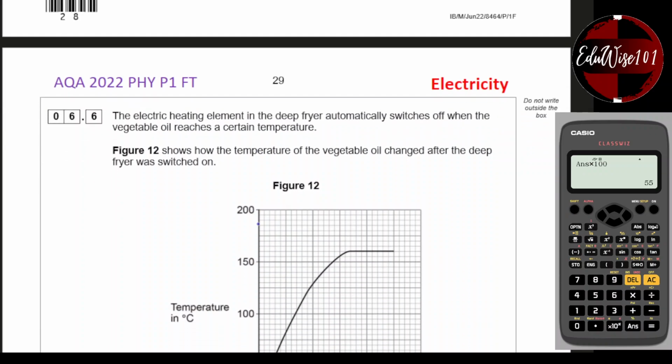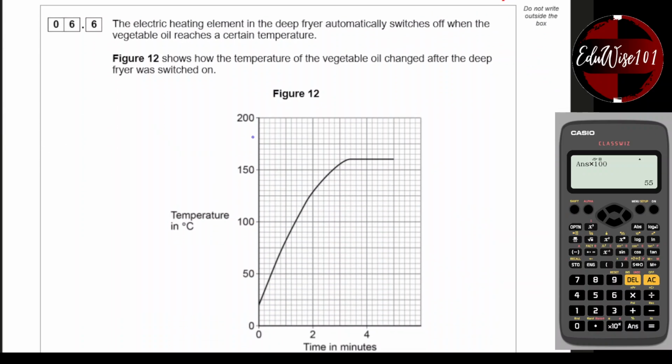Question 6.6. The electric heating element in the deep fryer automatically switches off when the vegetable oil reaches a certain temperature. Figure 12 shows how the temperature of the vegetable oil changed after the deep fryer was switched on. So when it was switched on at 0, the temperature started, right? So that's 50 for 10 boxes again. So for one box, if I divide 50 by 10, that will give me 5. So here the temperature is starting at about 20 degrees.